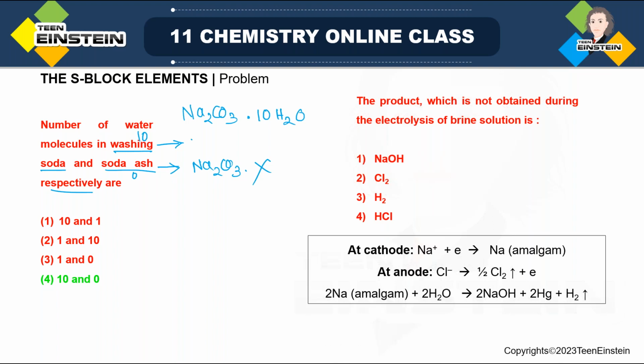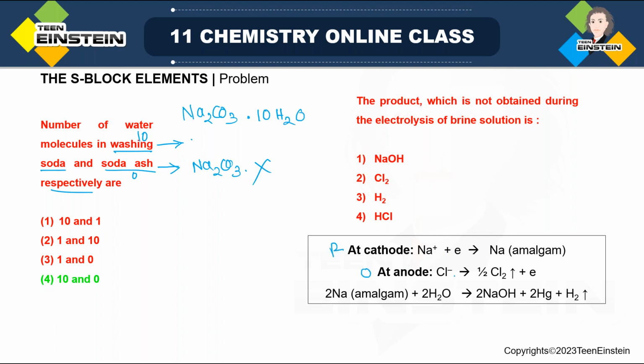So look at these reactions. At cathode, what reaction is going on? At cathode, as we know, there is reduction. So here Na+ ion is accepting an electron, and it is reduced to sodium. So this is reduction. At anode, there is oxidation.